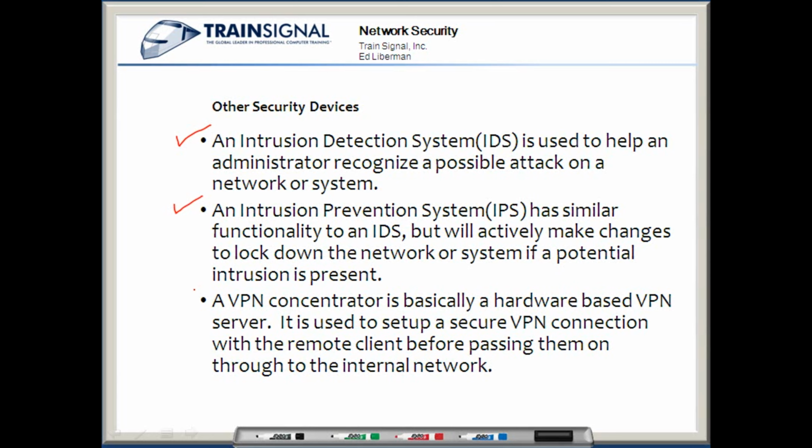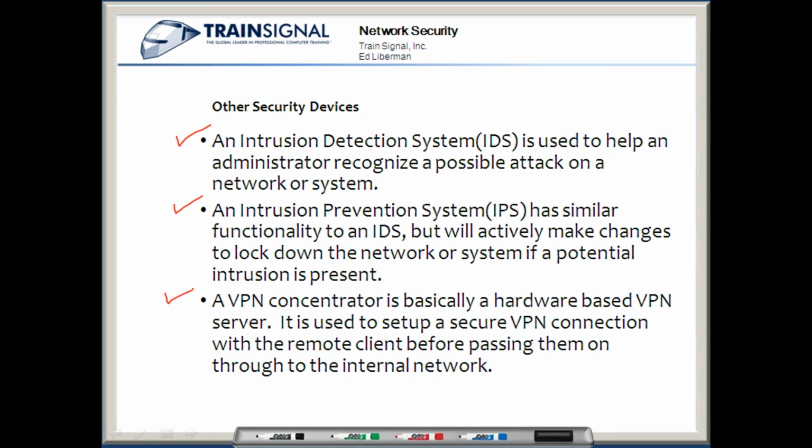Now, one other security device that I want to mention is this thing called a VPN concentrator. We talked about VPNs earlier in this course, and we learned that a VPN, a virtual private network, is used to allow remote users who are away from the office to be able to securely become part of the local network.